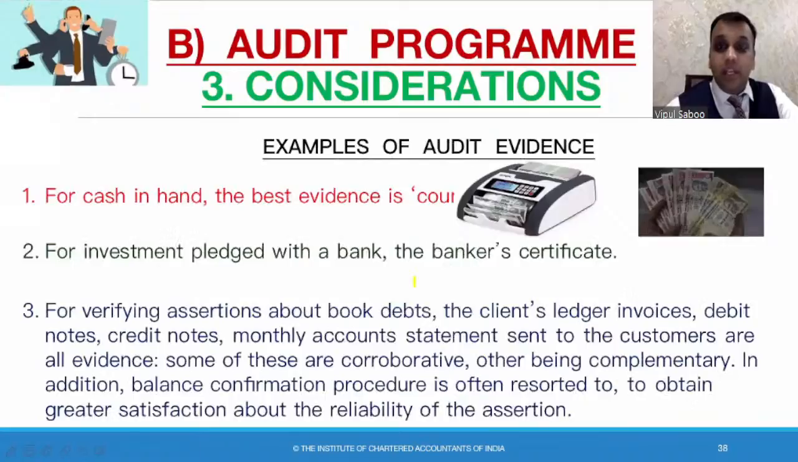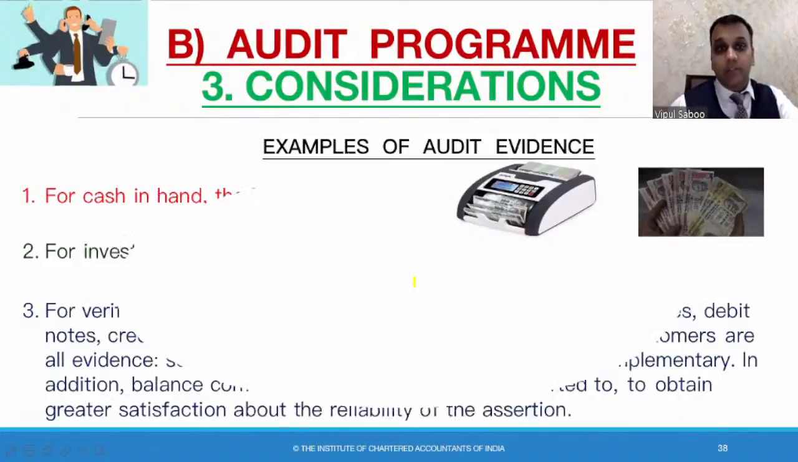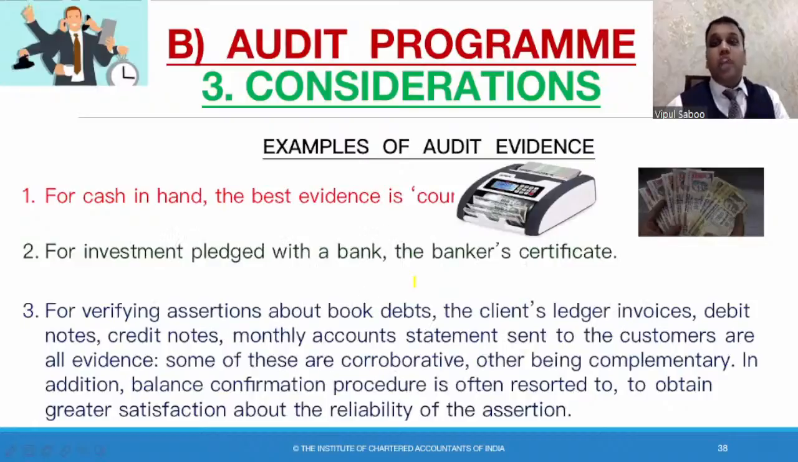So moving ahead, examples of audit evidence. To check for cash in hand, what is the best example? What is the best evidence to check the accuracy of cash in hand? Count the cash. So how do you count the cash? You go to the cashier. You ask him, what is the cash balance as per your ledger for today?